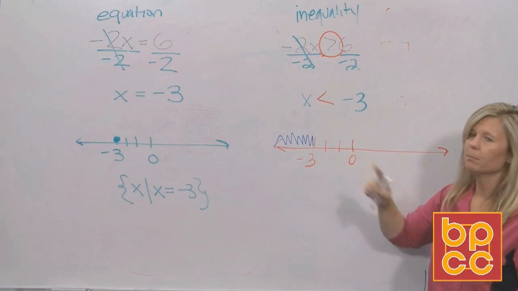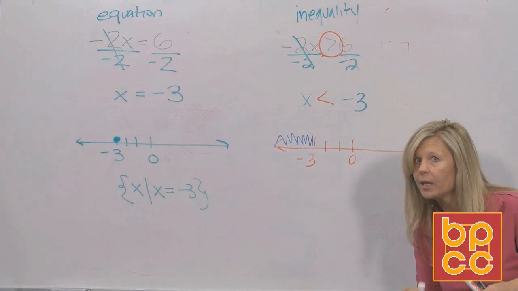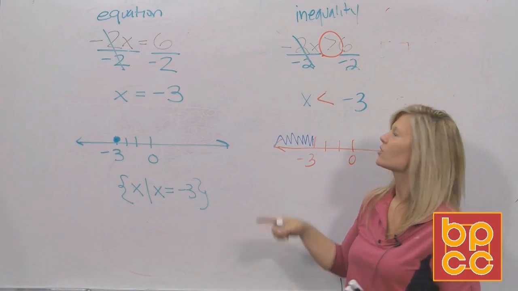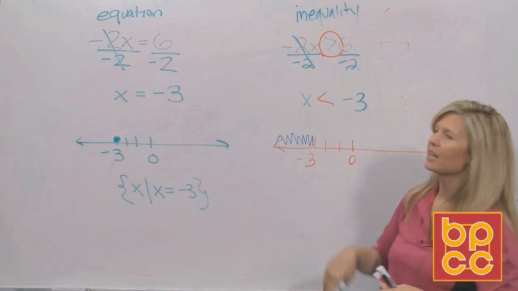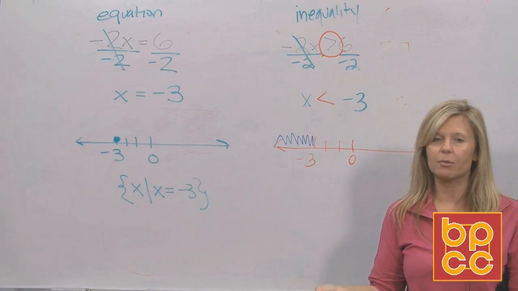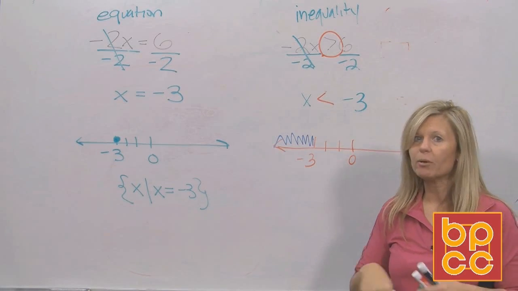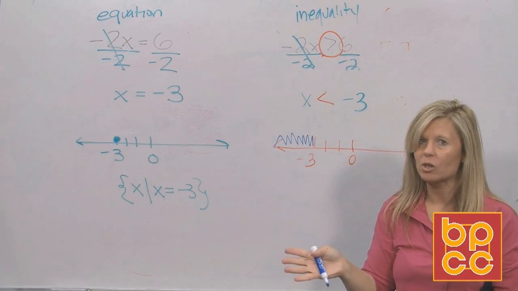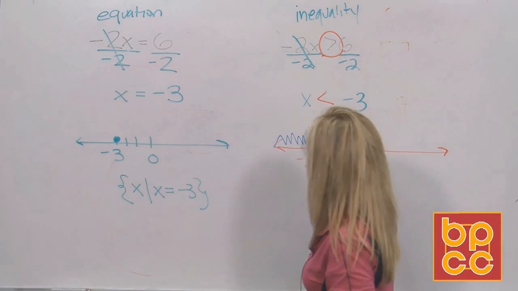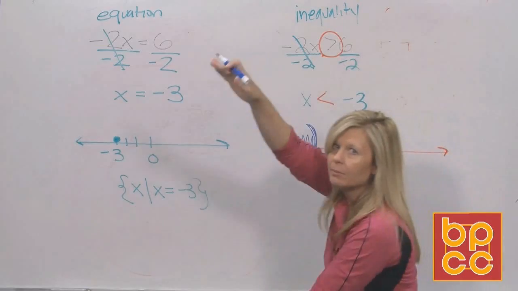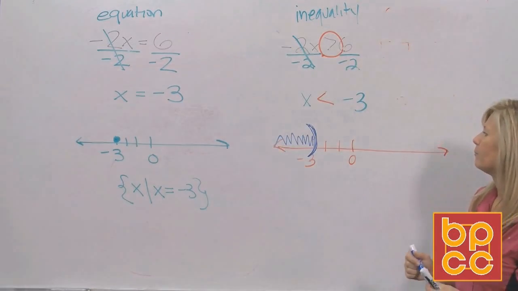Now you've got to put a symbol. No more open and closed. That's gone. It's either parentheses or brackets. If you say you're less than negative 3, are you the number negative 3? Do you see an equals there? No, you do not. So negative 3 is not part of our answer. So we're going to use parentheses to show it's not part of the answer. And just like a Pac-Man, it's got to face the shading.